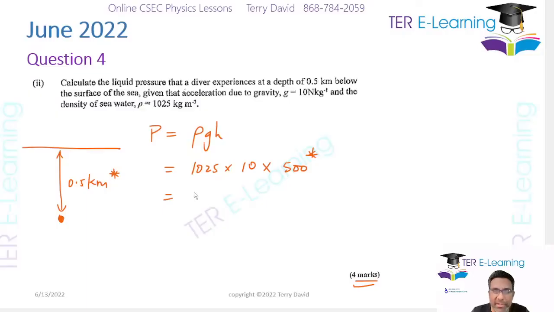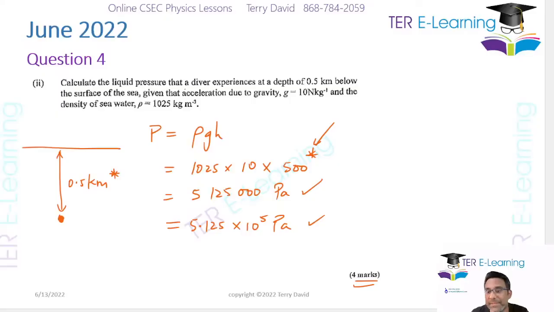Right? So I'm getting a really big number. So I'm going to put that in standard form. So 5125000 Pascal, right? And I'm going to write that as 5.125 by 10 to the power 1, 2, 3, 4, 5. So you could either give your answer like this or in standard form, it doesn't matter. So you get an extra mark because you have to convert the kilometers into meters. That's where the extra mark came from. Right? So all they wanted was the liquid pressure, right? All right, so 4 marks for that.